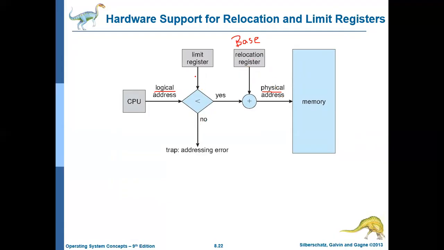Suppose the logical address generated by the CPU is not less than the content of the limit register, that is, if it is greater than or equal to the content of the limit register, then it will create an error, which is a trap, which is a hardware interrupt.